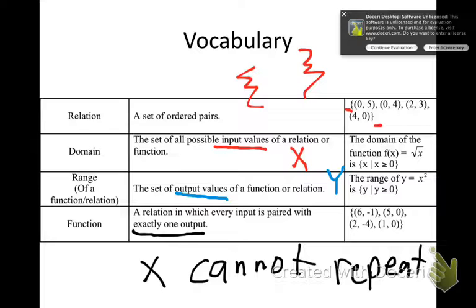A counter example of something that's not a function. Now, most of us here are hopefully familiar with Omaha. Omaha has multiple zip codes. Okay, if you didn't know that, it has multiple zip codes. So the city of Omaha has like 3 different zip codes. One city, 3 different outputs, not a function. Okay? So again, function, 1 input, 1 output. Not a function, 1 input, multiple outputs. Not a function. Okay?